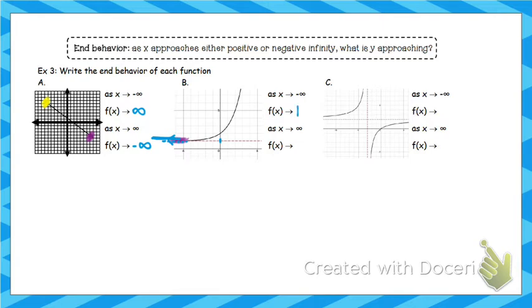The right side, though, that's a little easier. Okay, that right side, that's getting bigger and bigger and bigger. So the right side is going up towards positive infinity. All right, so again, as x approaches negative infinity, that's the left side of my graph. As x approaches positive infinity, that's the right of our graph.